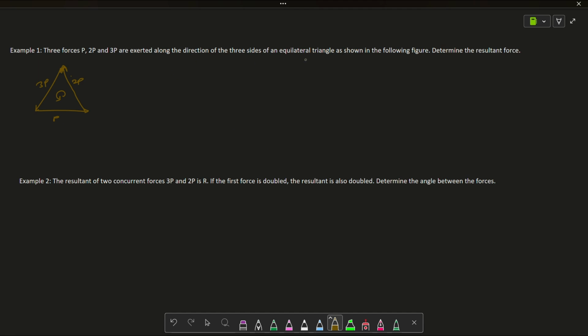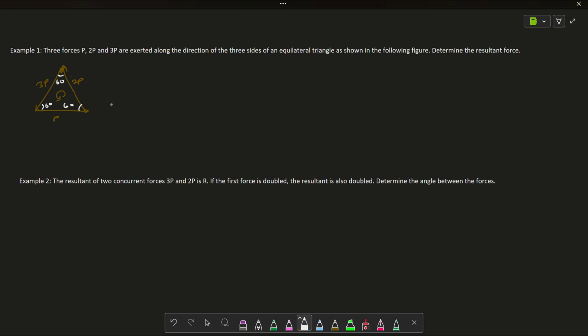Start with an equilateral triangle. Equilateral triangle means all the angles are 60 degrees. As shown in the following figure, determine the resultant force. So we have to find the resultant force from these.